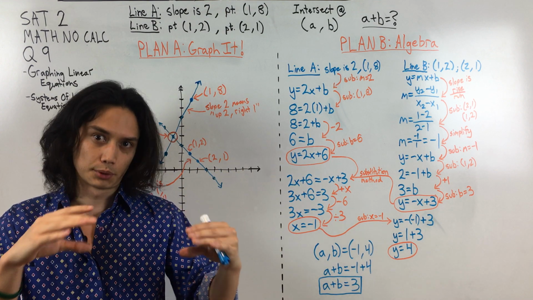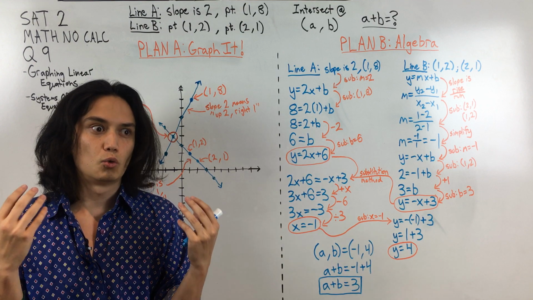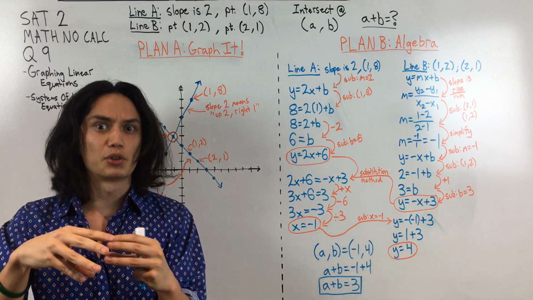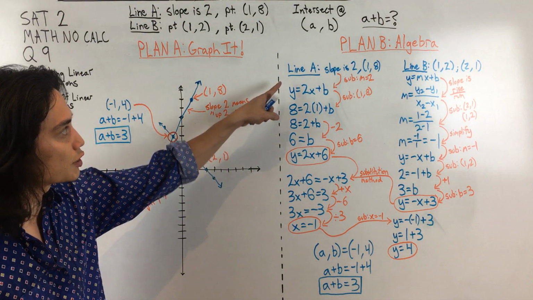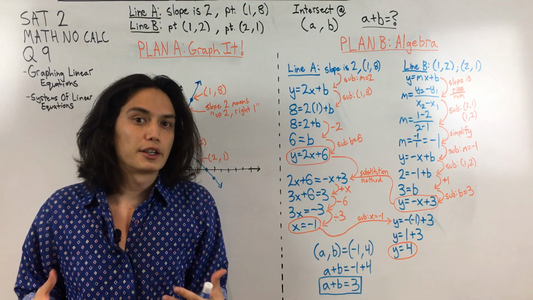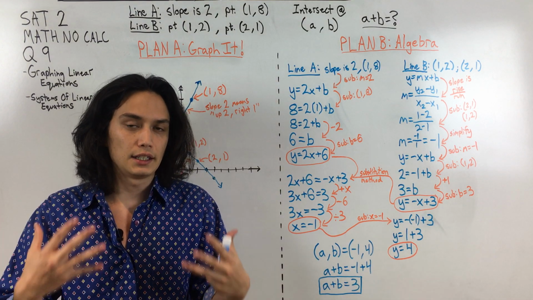We're just going to use algebra to solve that, figure out when the y's and the x's are both the same. All right, so let's get started. First step is we're going to start with line A. We're going to figure out what the equation for line A is.